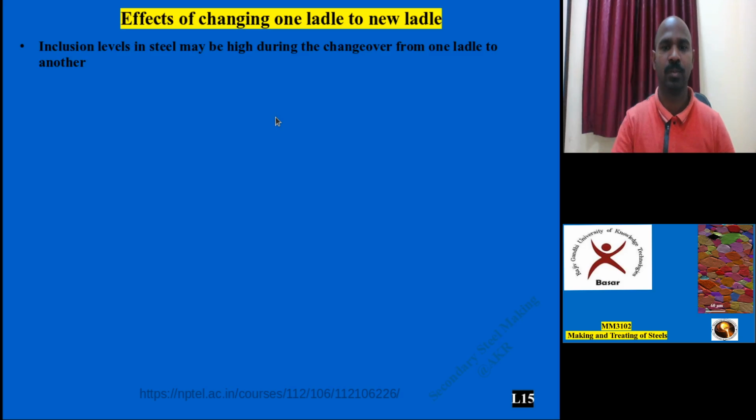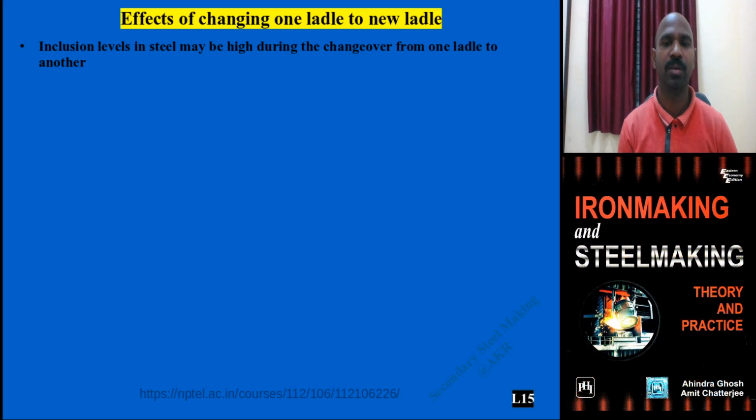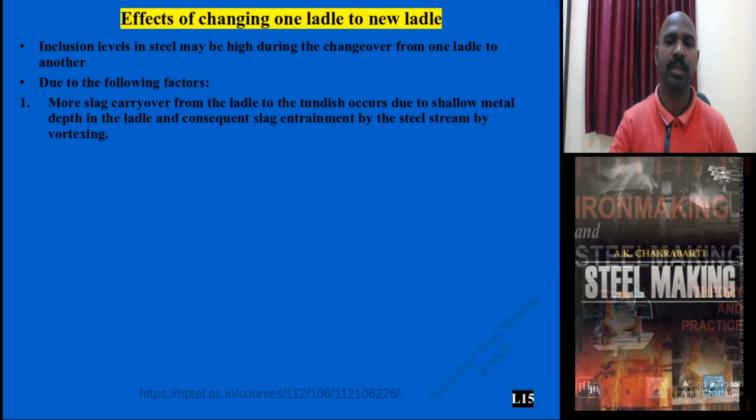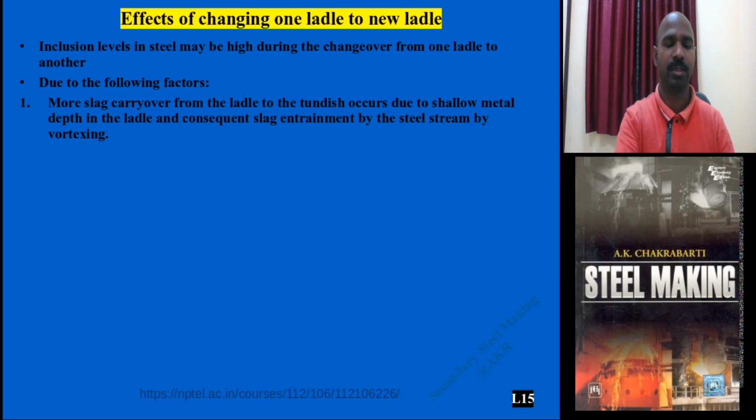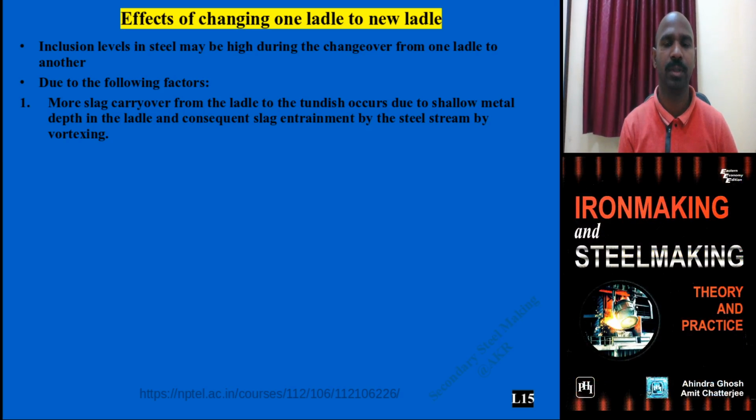Now let me speak about what happens while you are changing to a new ladle in the case of tundish steel making process. There is a chance of inclusion level increase. It is mainly because of the following factors. When you are changing to a new ladle, the slag which was there in the tundish may be carried forward to the mold and into the casting also.